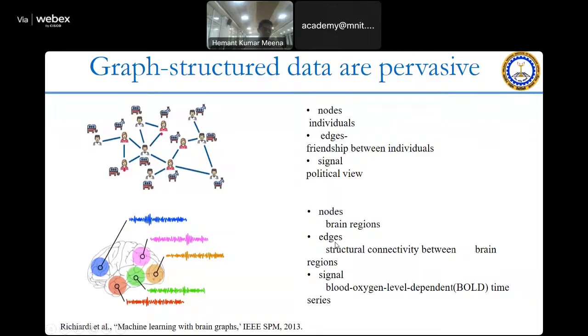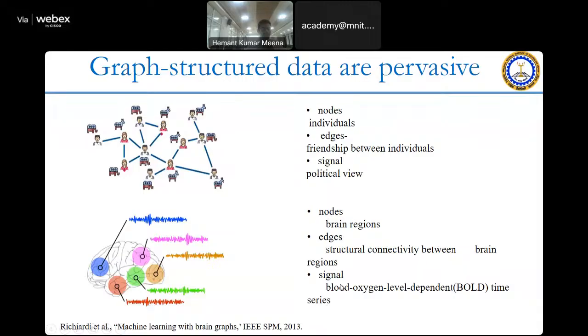What about the edges? Edges are basically the structural connectivity between brain regions. How are your brain regions connected? Because information is passed from one region to another, they are structurally connected. So if something is structurally connected, then there is an edge. If there is a deeper structure connection, then the weight of the edge is higher.